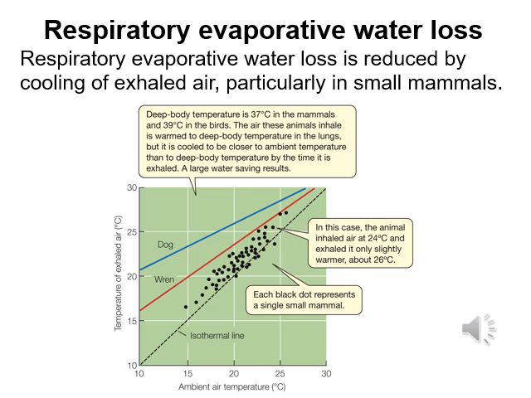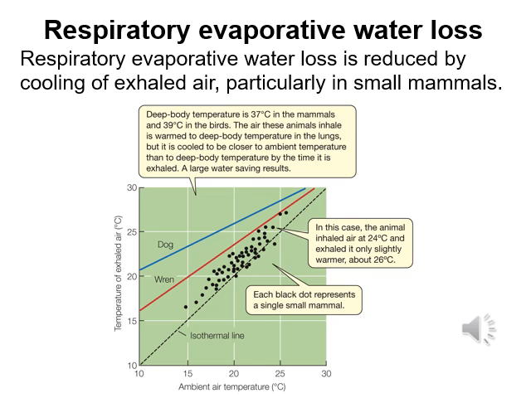This is a graph of the temperature of exhaled air compared to the ambient temperature for a variety of animals. You can see the blue line is an example of a dog, which has a normal body temperature of about 37 degrees. The temperature of its exhaled air is much below its body temperature across a wide range of temperatures, and it gets cooler as the ambient temperature gets cooler.